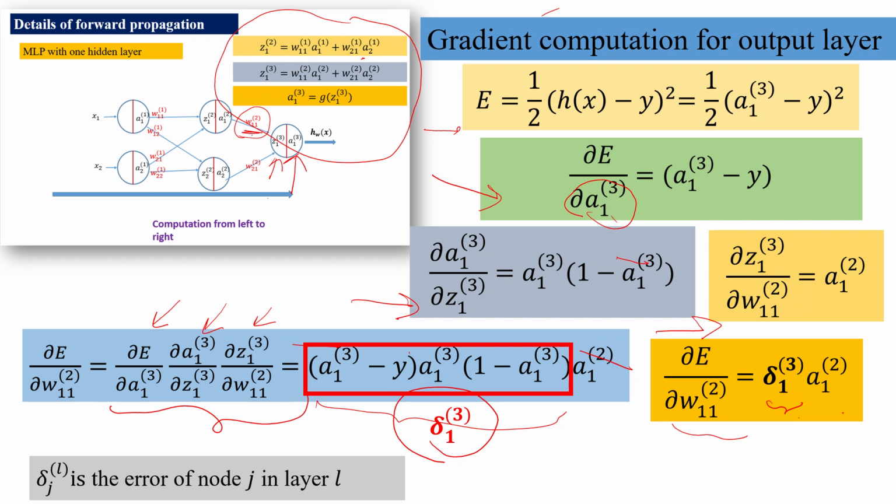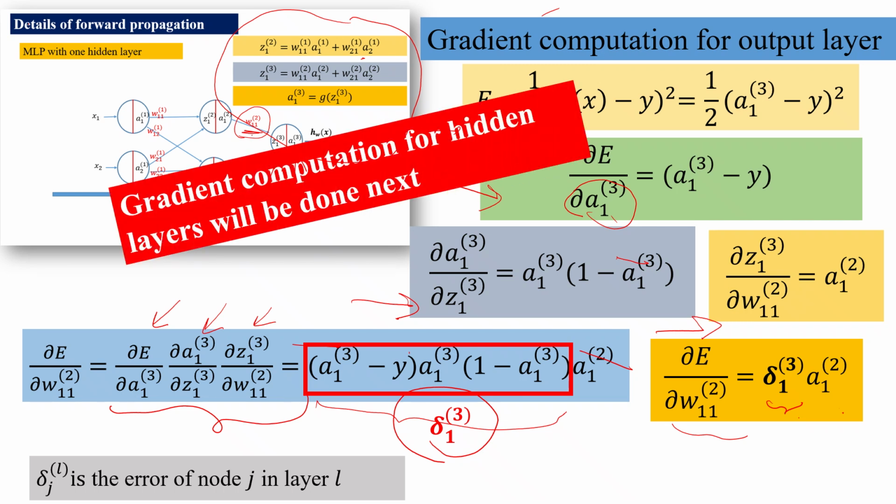By defining this delta 13 or delta JL, we are able to define the gradient updates in a very nice manner. This we'll see when we come to the updates of hidden layer weights, which we'll be doing in the next video.